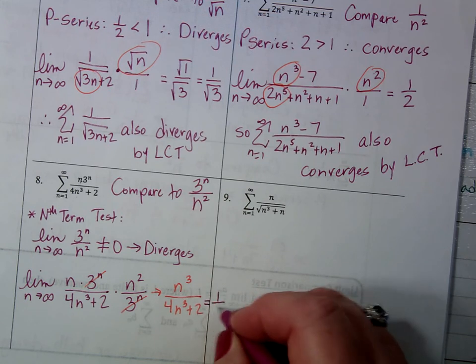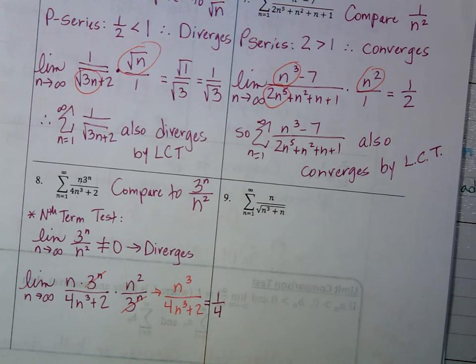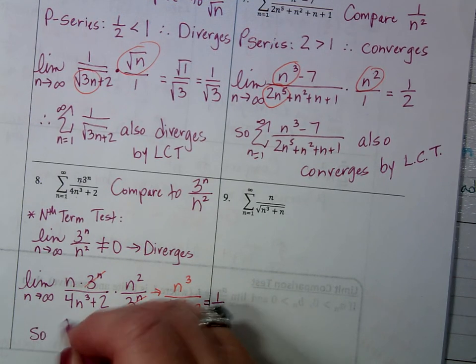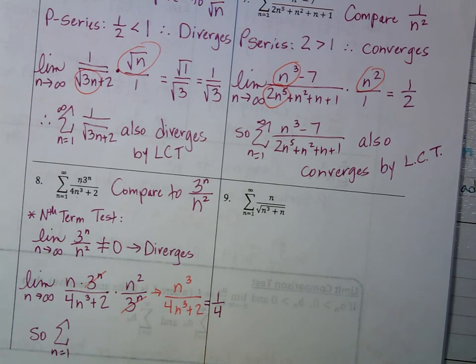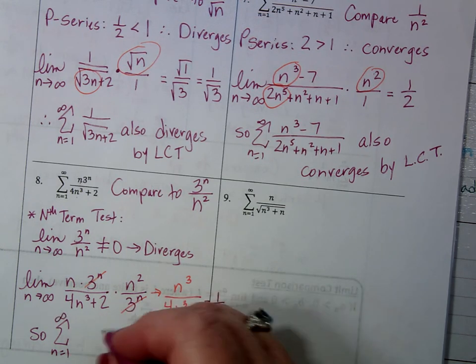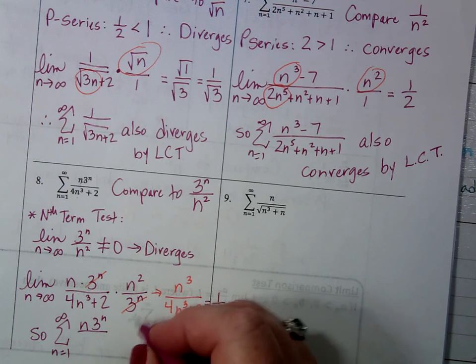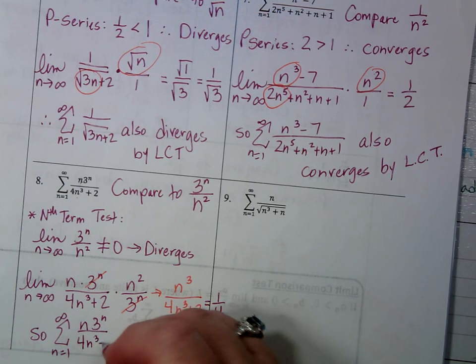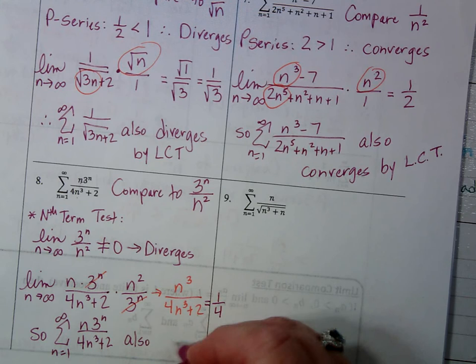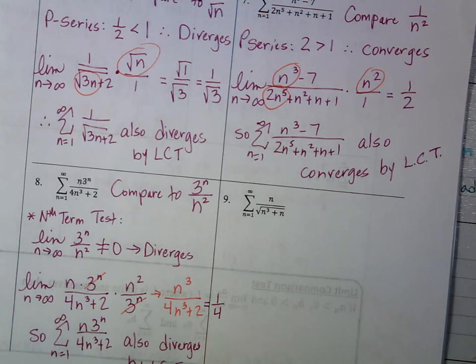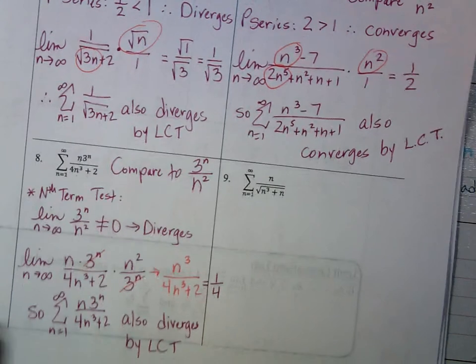And since 1/4 is positive and finite, I know that my original, can you still see me? Yeah. My original n, 3 to the n over 4n cubed plus 2 also diverges by the limit comparison test. Okay. So there's one that's just slightly different than some of the others. I'm going to go with number 9.